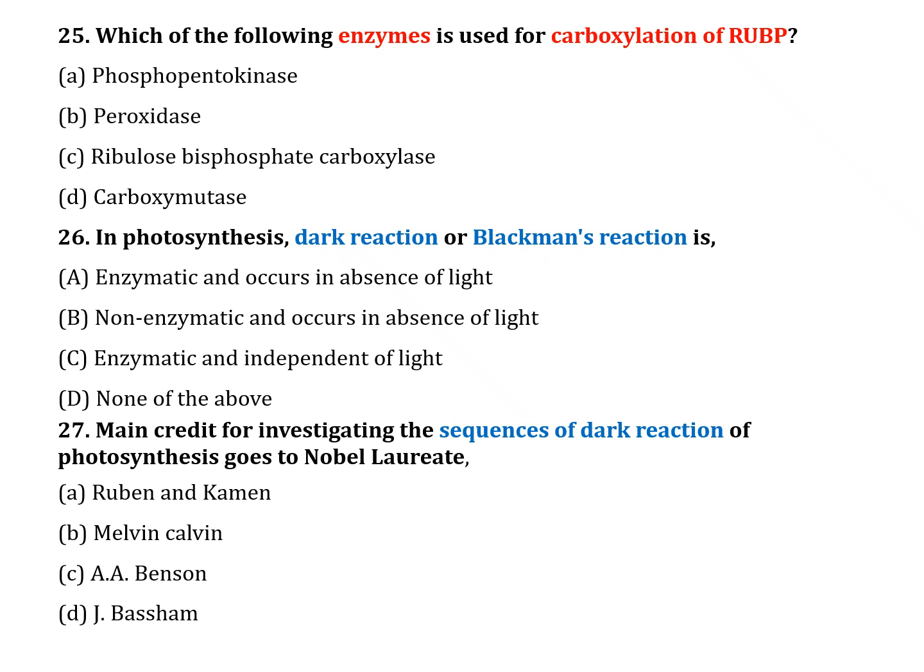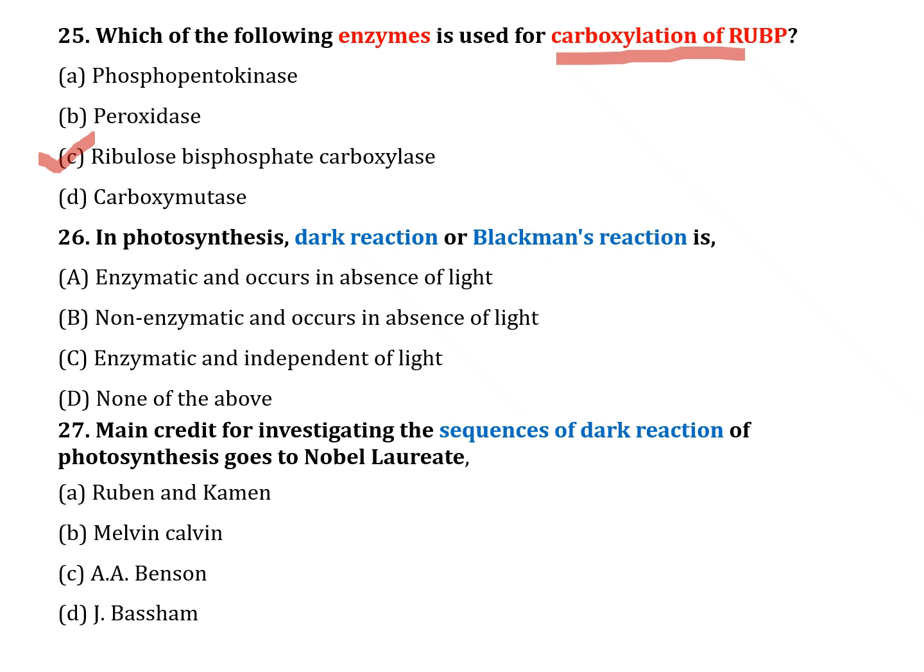The next question, number 25. Which of the following enzymes is used for carboxylation of RuBP? Option A, phosphopentokinase. Option B, peroxidase. Option C, ribulose bisphosphate carboxylase. Option D, carboxymutase. The correct answer is option C, ribulose bisphosphate carboxylase.